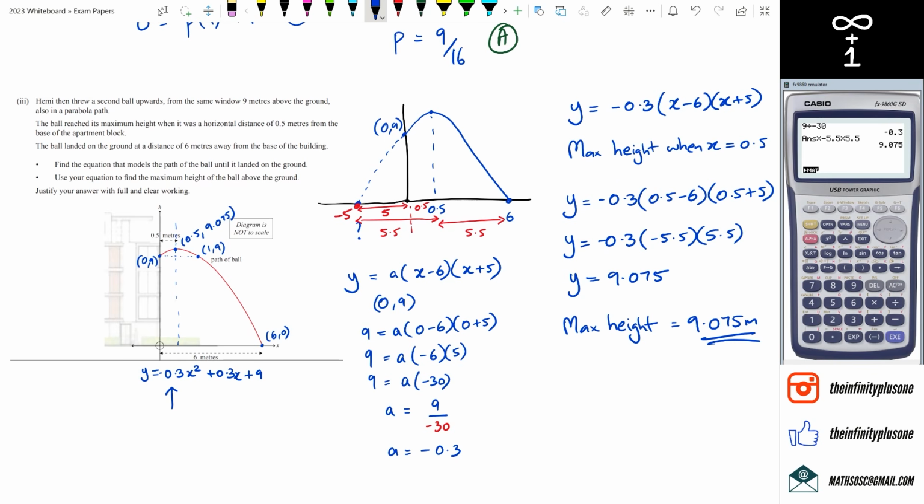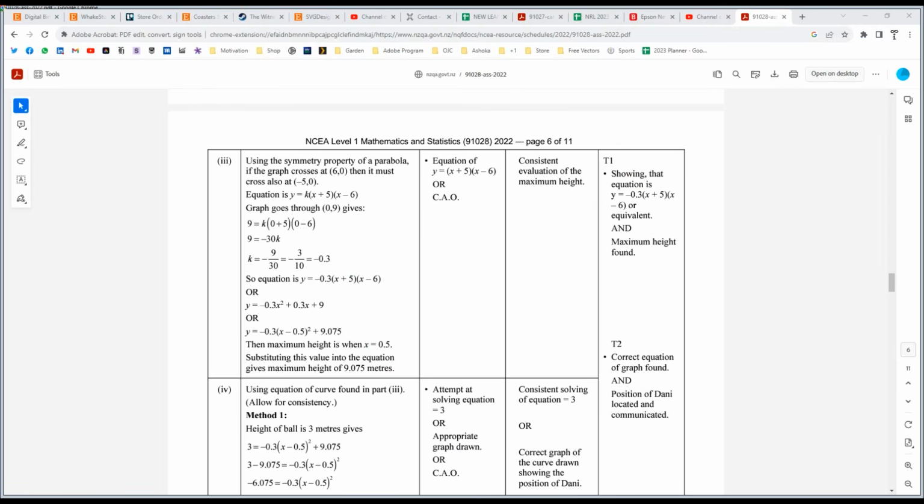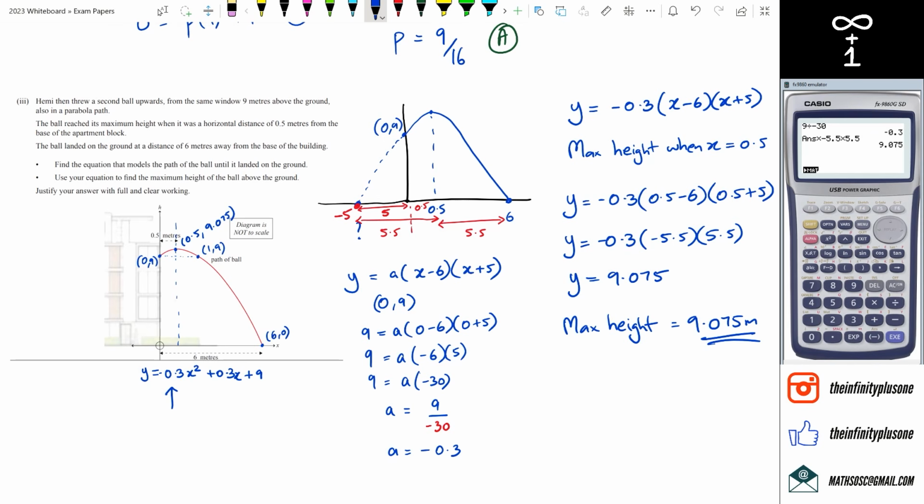By the way, guys, that is also worth a T1 if you were to show the full working, because that's what it means. You're showing that equation and the equivalent and the maximum height found. But if you just did that equation from a calculator and just put the answer, you can probably get up to a merit. But if you show the working, you are looking at a possible T1, which is actually excellence grade. So hopefully that explained it.